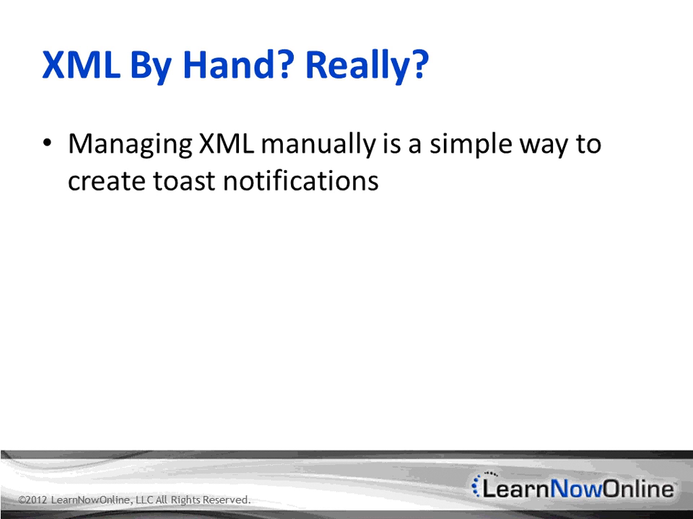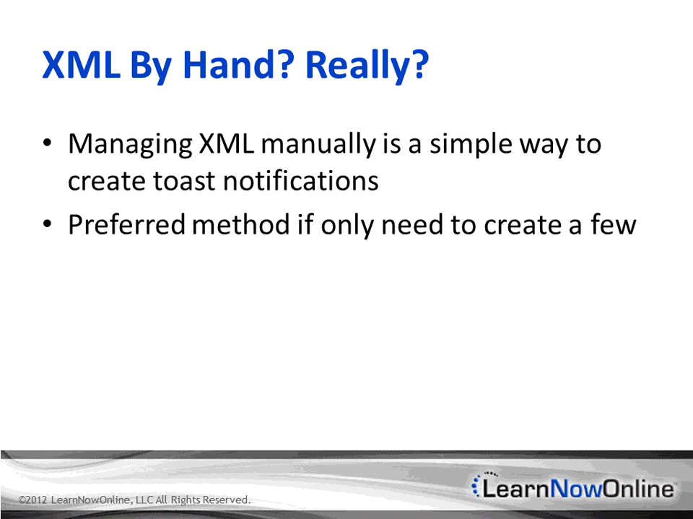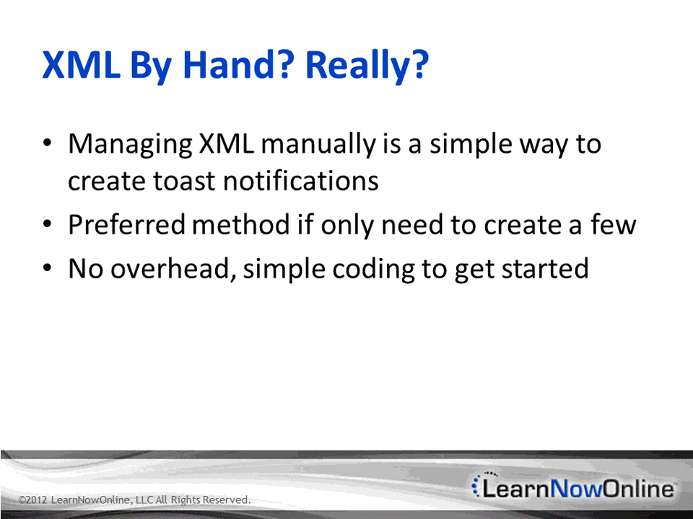Really? Managing the XML manually is a simple way to create toast notifications. I like working with the XML DOM, and I'm not really intimidated by it. Others don't like it as much. This is the preferred method if you only need to create one or two toast notifications, because there's no overhead. To use the API, you have to include a reference to an external library, and it's not one of the built-in namespaces, so it adds some extra overhead. And really, this is pretty simple coding.